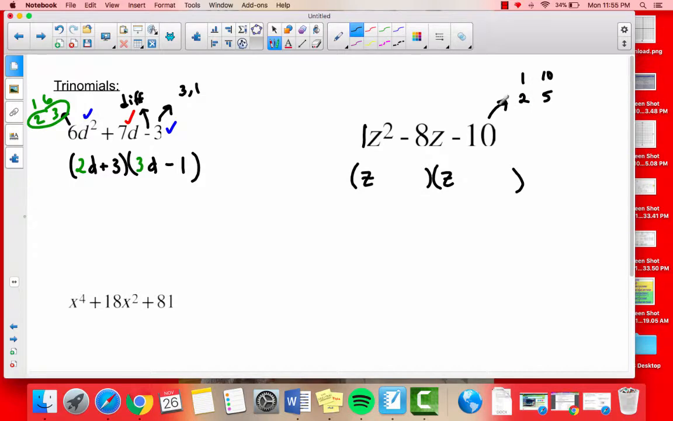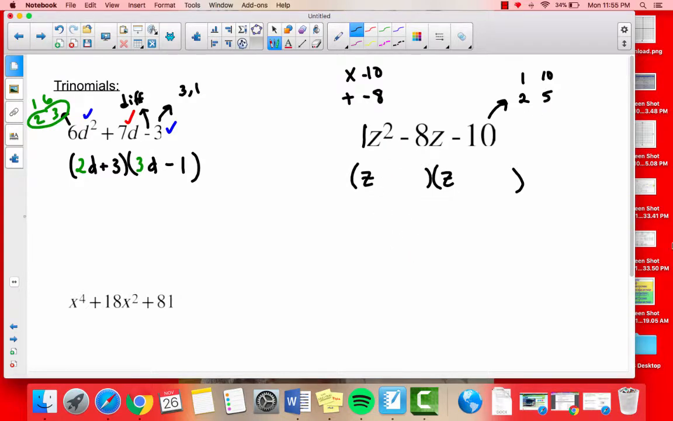And remember, I want to multiply to get 10, but add to get a negative 8. Sorry, and a negative 10. Well, 1 and 10 and 2 and 5 can multiply to get me 10, but none of these are going to get me a negative 8. So because none of these numbers will work, then this is not factorable.